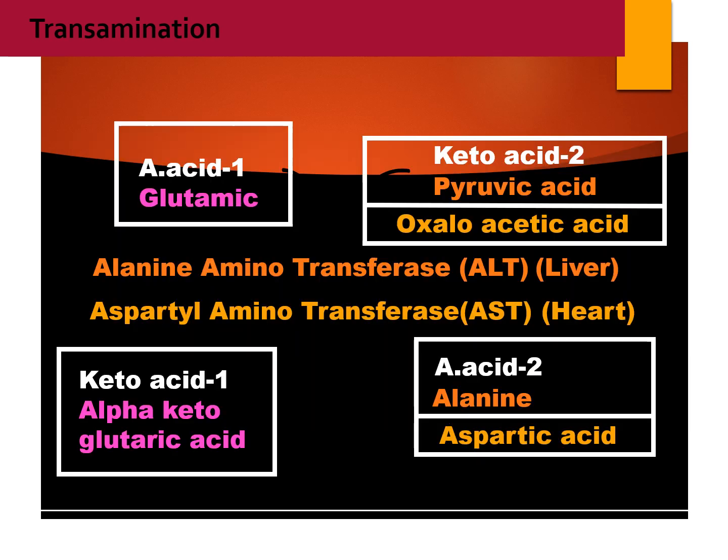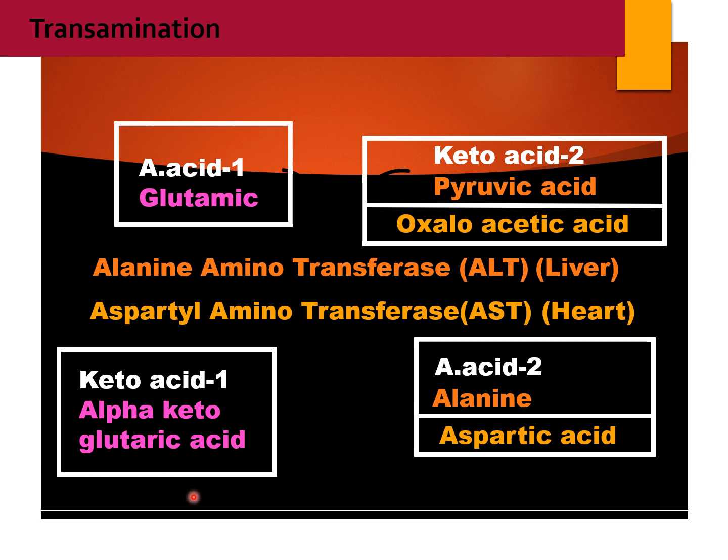We can show you another two examples. Here is the alpha amino acid 1, that is glutamic acid. Here there is a keto acid, which can be two: either pyruvic acid or oxaloacetic acid. So if glutamic acid reacts with pyruvic acid, the enzyme will be alanine aminotransferase. A very, very important transaminase enzyme, which is an important diagnostic enzyme for liver diseases. The reaction between these two leads to the formation of alpha ketoglutarate.